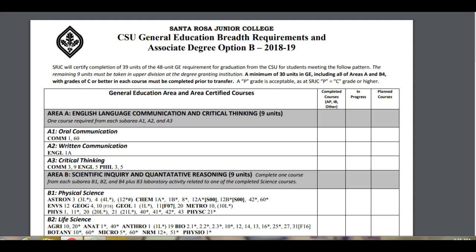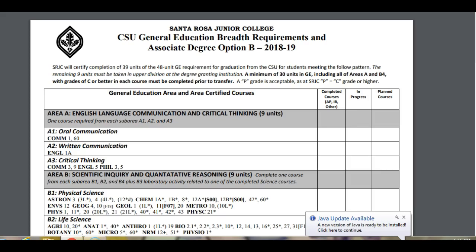You will have 9 more units of general ed to be done once you transfer. However, those are in upper division courses. You have to have a minimum of 30 units in general education in order to transfer. So if you're in a science or engineering major, you may not have time to do all the general education, but you will be required to have at least 30 units, which is quite easy with your major. That's not a problem. But as part of that 30 units, you have to have Area A and Area B4 done, and those grades must be a C or better. You can use a pass grade because a pass grade at SRJC is considered a C or higher.